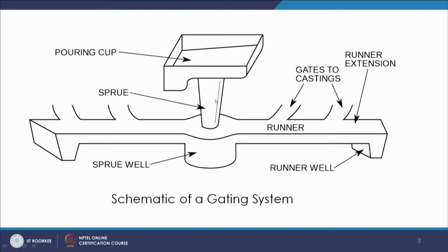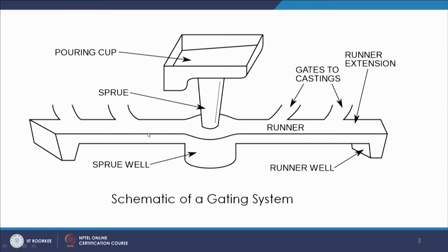It may so happen that if it is of the same width, then the entry may be more rapid, but in this case you have a dam-shaped structure. So, slowly the liquid metal will enter into it, and then come into this sprue well. This sprue well will further redirect it. So, momentum is quite high, so it is arrested here, and then it is redirected towards this runner.